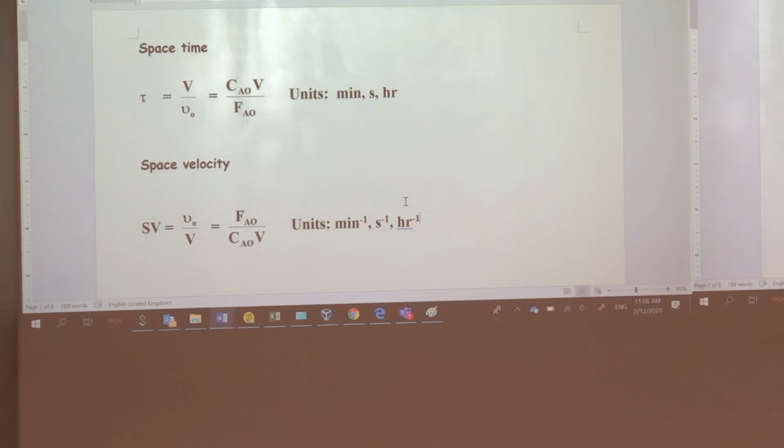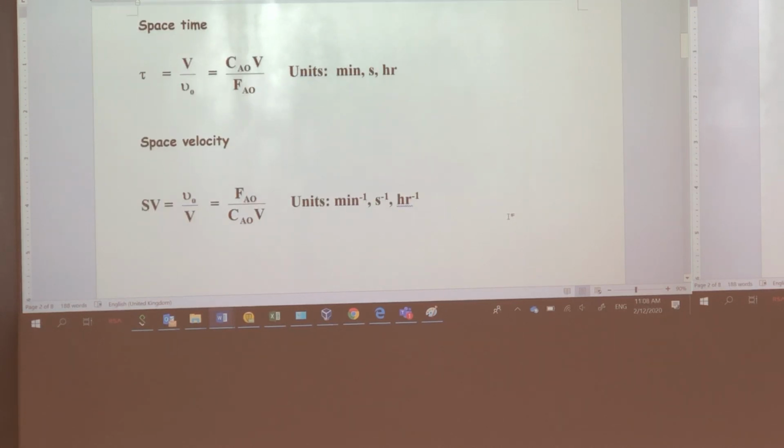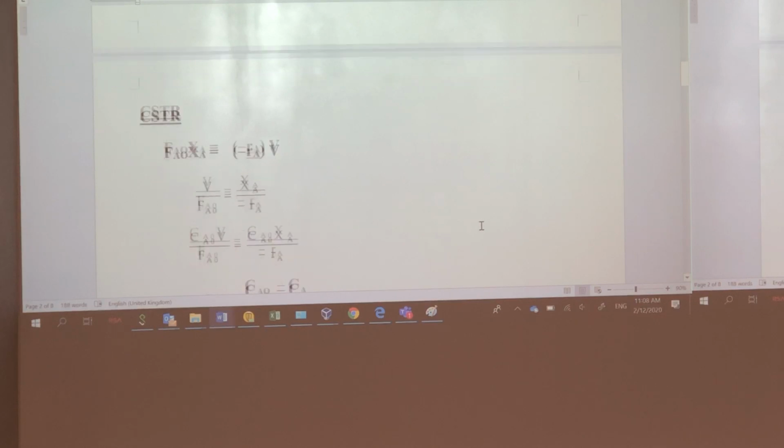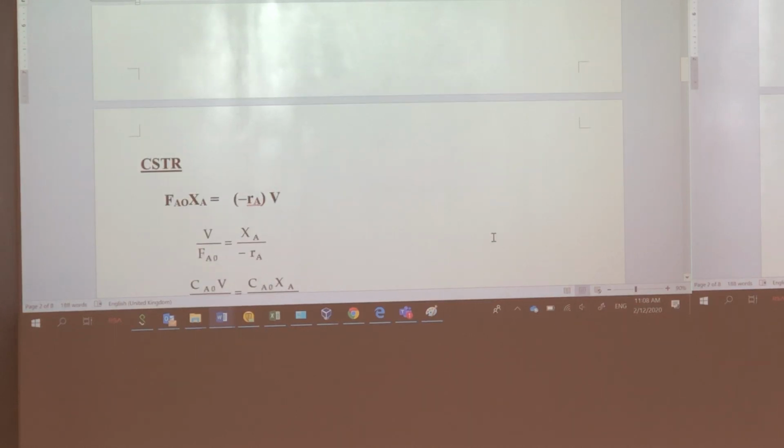Okay? This part you don't need to memorize. Just remember space velocity is 1 over tau. That's it. So this one is from 1 over tau. You don't need to memorize this. Okay? Let's move on. So this is the first important concept. Then come to the calculation part. Please focus on whatever I mentioned here.